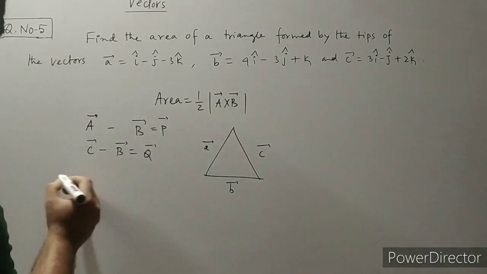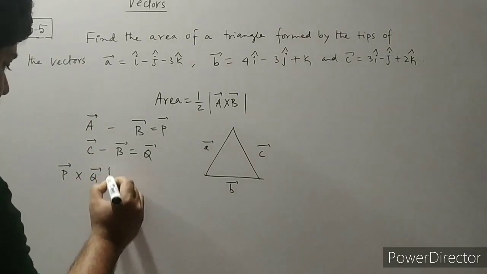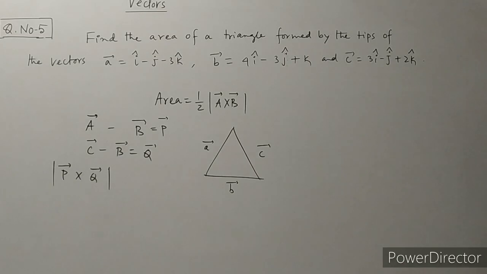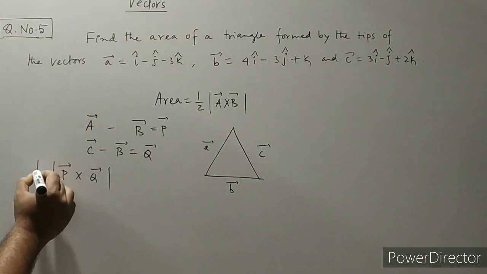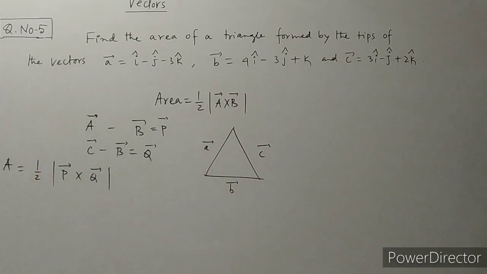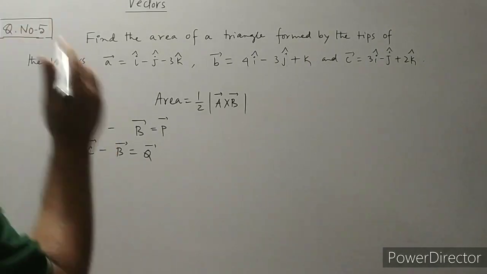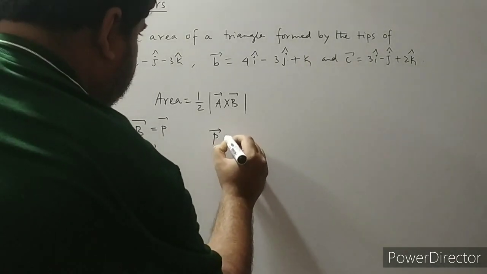Now you got two vectors, P and Q. Now cross multiply, meaning you have to calculate the determinant of P and Q, then calculate mod P cross Q, and then the area will be half mod P cross Q. Fine. A minus B is P, so P will be A minus B.